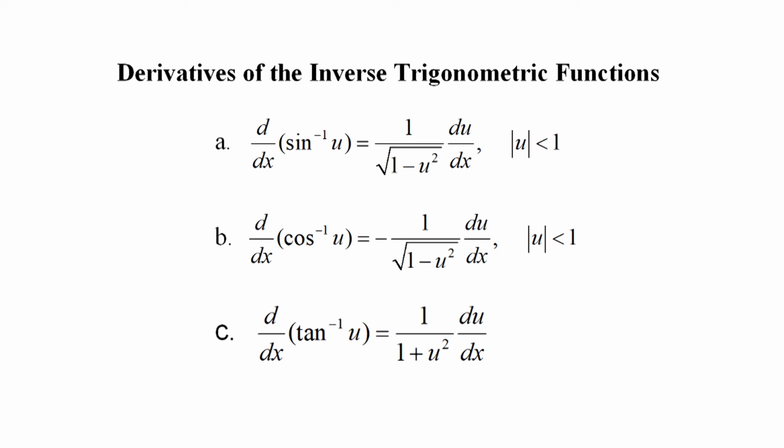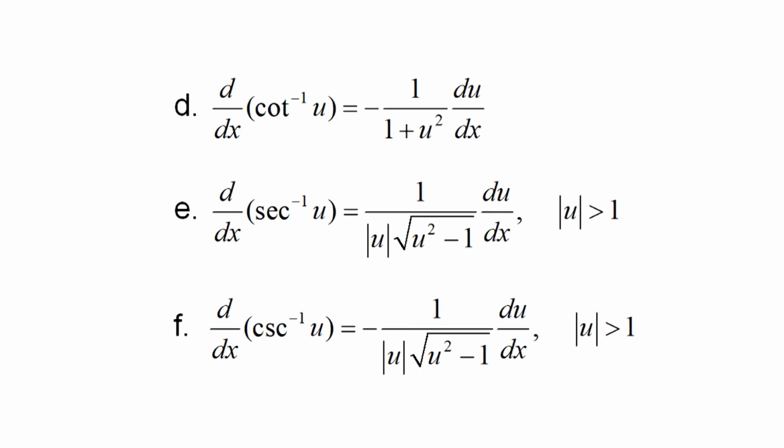u square into du by dx. d by dx of cot inverse of u equals minus of 1 by 1 plus u square into du by dx. d by dx of sec inverse of u equals 1 by mod u into square root of u square minus 1 into du by dx, with mod u greater than 1. Finally, d by dx of cosec inverse of u equals minus of 1 by mod u into square root of u square minus 1 into du by dx, with mod u greater than 1.